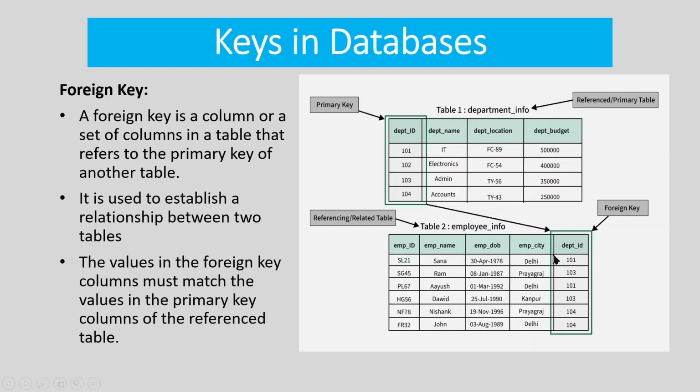If you want to find the department details of this employee Sana, her department ID is 101. For 101, the department name is IT, the department location is FC89, and her department budget is 5 lakhs. So that is how the data will be retrieved.